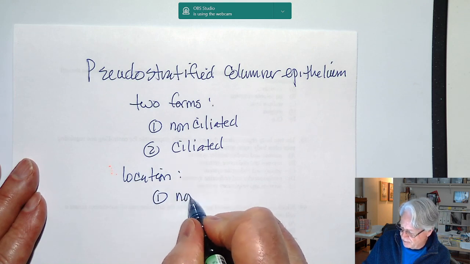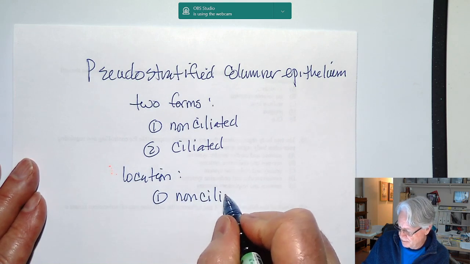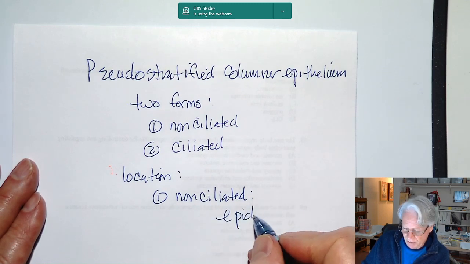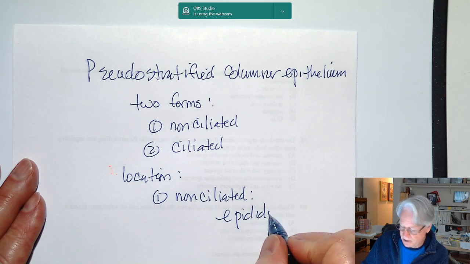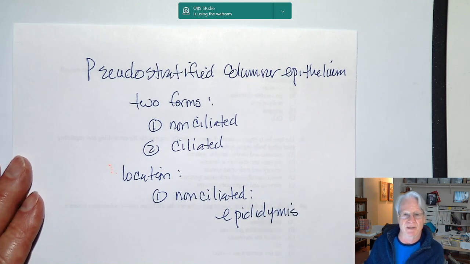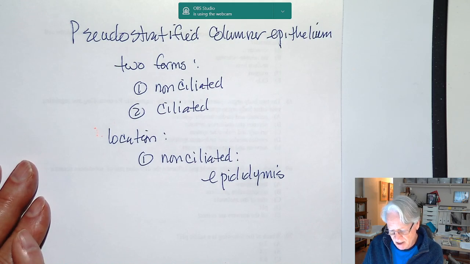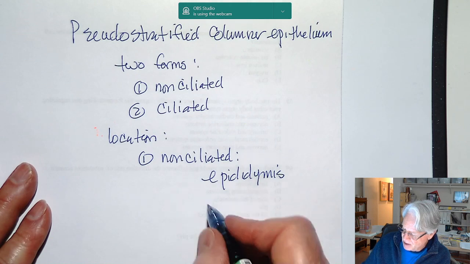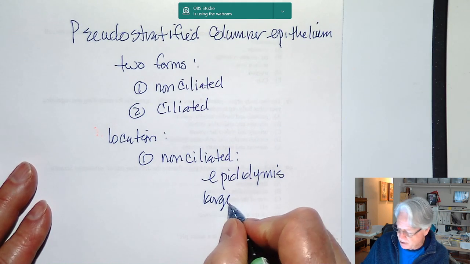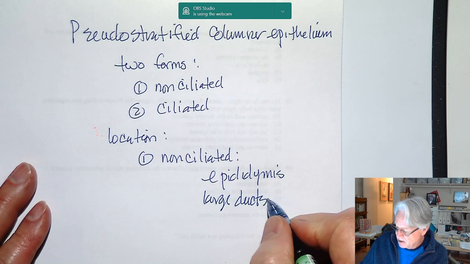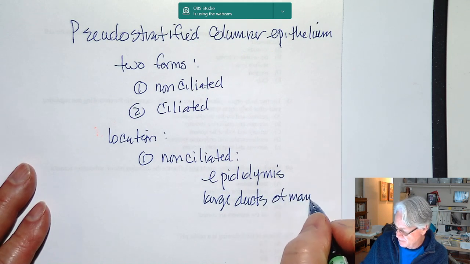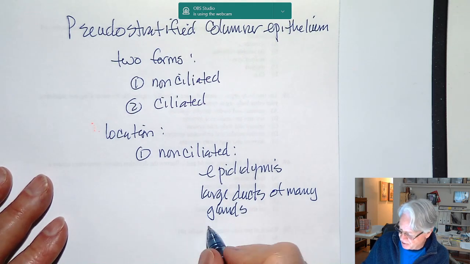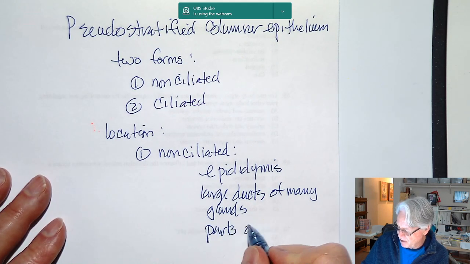for non-ciliated would be the epididymis, which happens to be one of my favorite terms in anatomy, epididymis. It sounds so great on the tongue, epididymis. That's a structure that's part of the male reproductive system. Also, the large ducts of many glands, and parts of the male urethra.